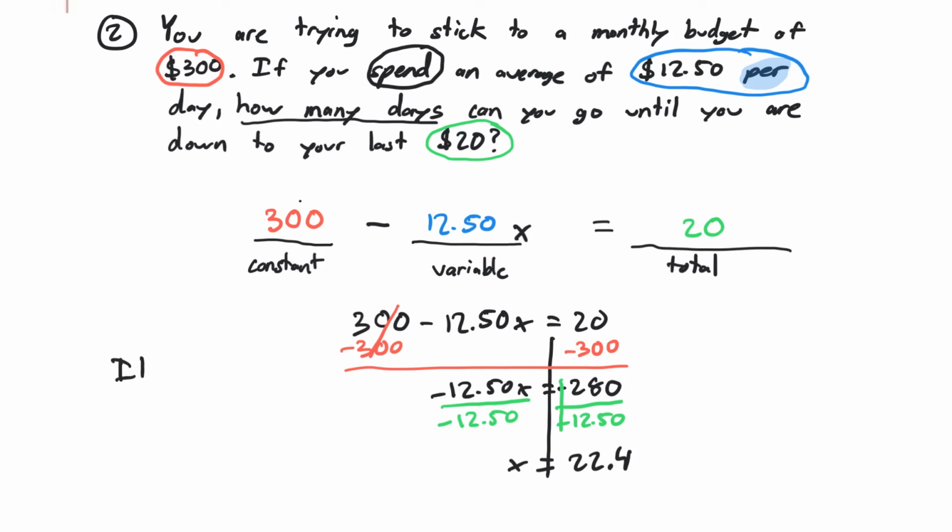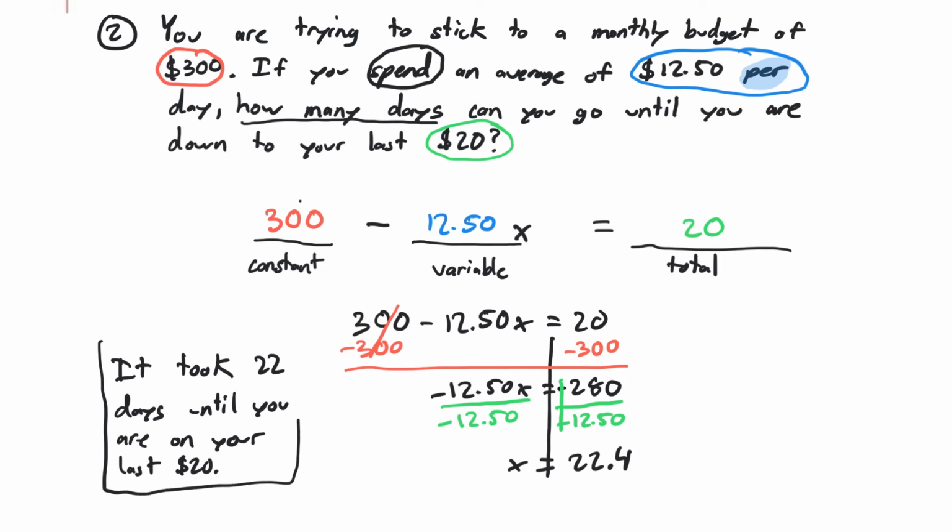It took 22 days until you are on your last $20. Again, that is your official answer. Okay? You show all the work, and then make sure you write a sentence as your answer. And that's it.